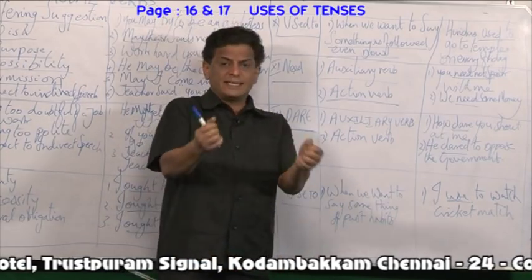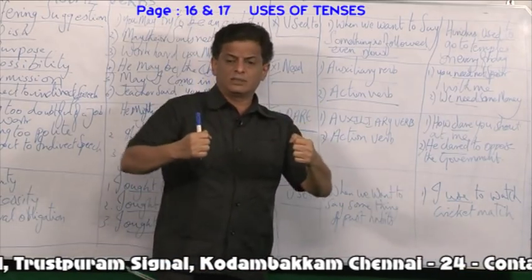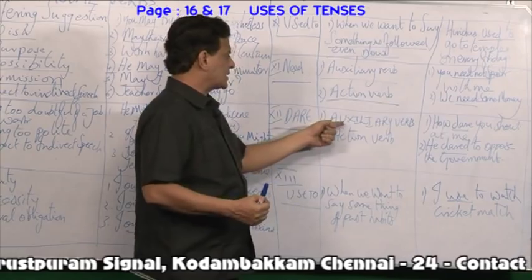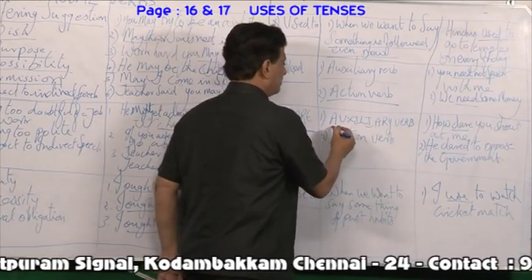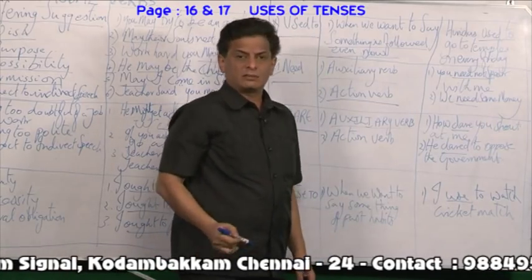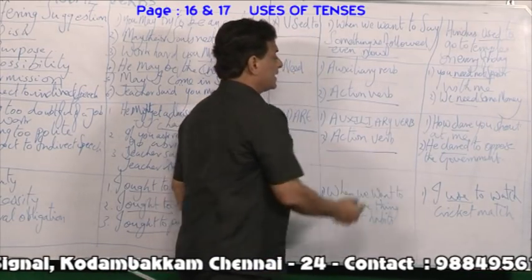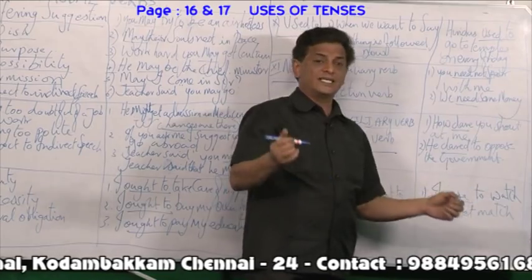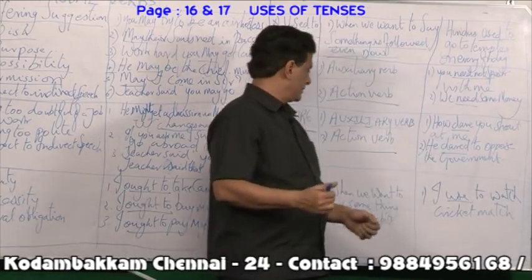What do you mean by the dare? Your guts, your boldness. As an auxiliary verb, how is it used? As an auxiliary verb, it is used as, how dare you shout at me? How dare? As an action verb, he dared to oppose the government. He had the guts to oppose the government.